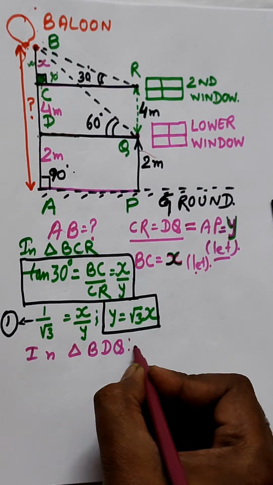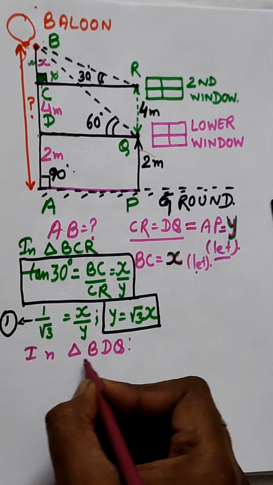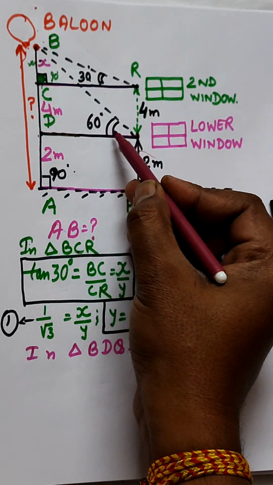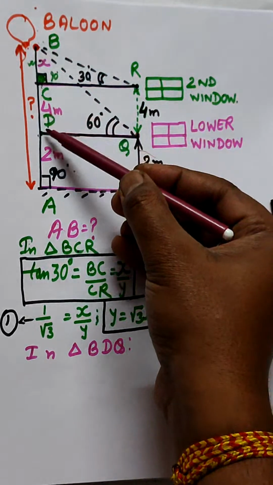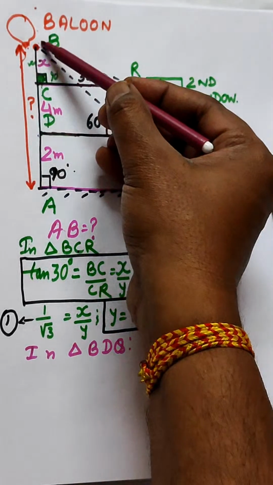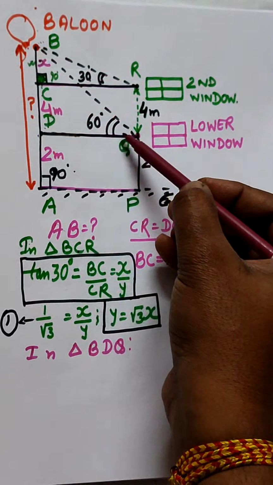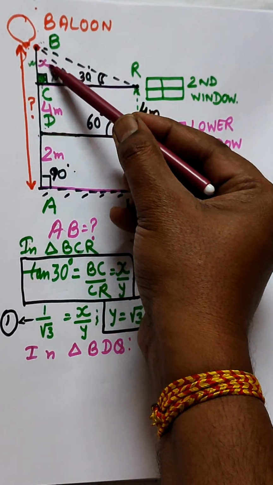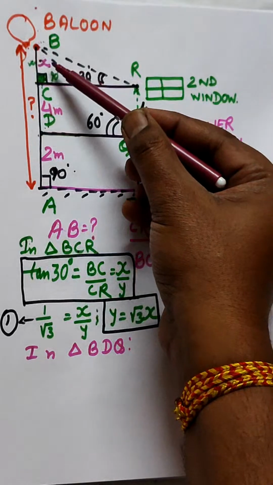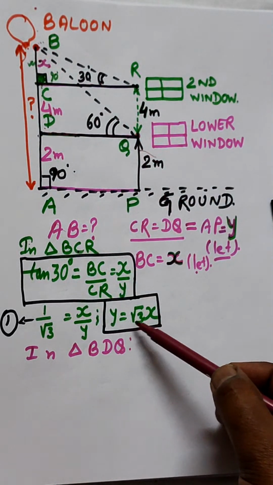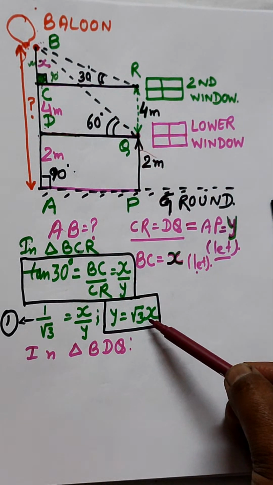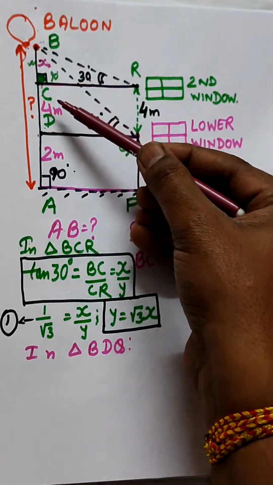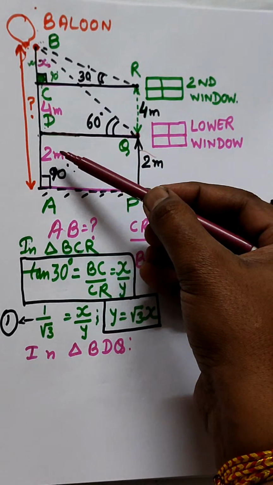BDQ. What happened in triangle BDQ? Again, this angle of elevation is known to you. So find the relation between this and this, which is tangent. Why are this and this required? Because this is unknown to us, that needs to be found. And we already have a relation, y equal to root 3 x, from earlier. If you are able to find x, just add this x with 4 and 2, right?